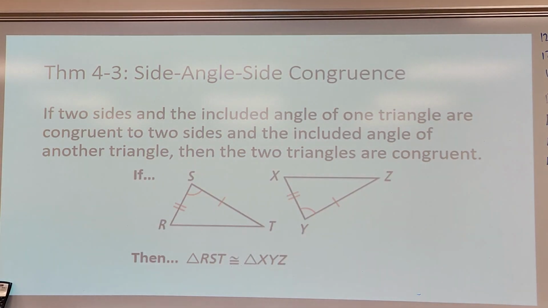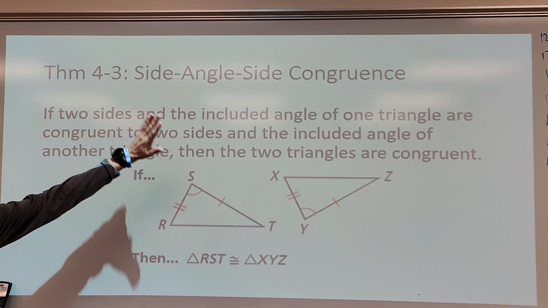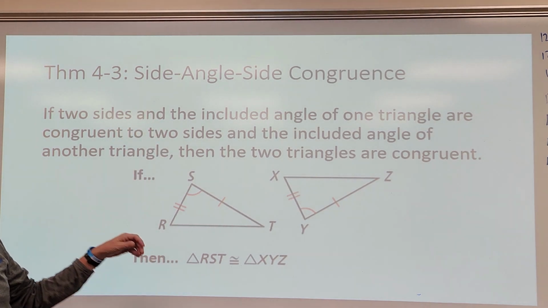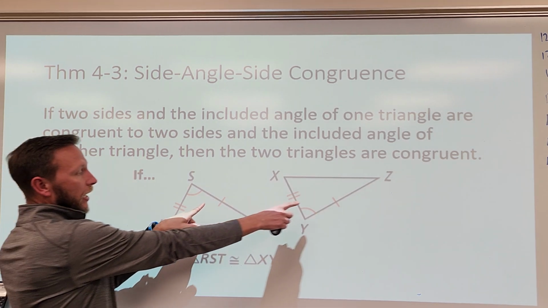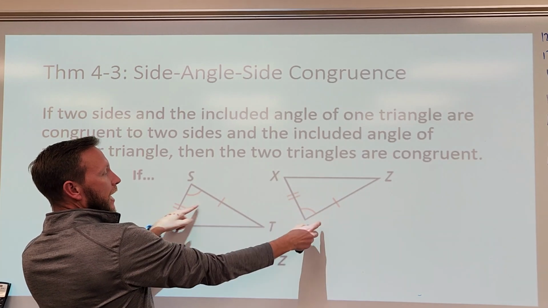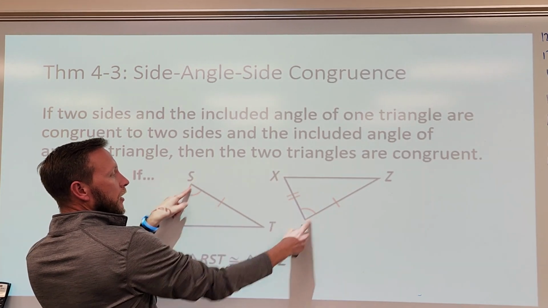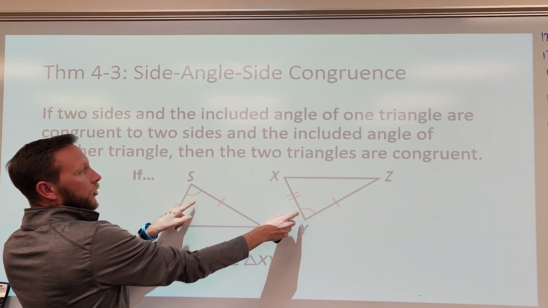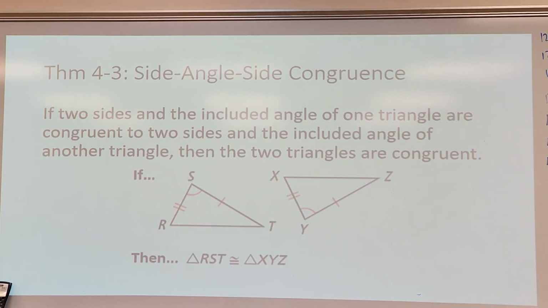And so the first theorem here is theorem 4.3, the side angle side congruence. So that's what SAS stands for. If you have 2 pairs of sides congruent, and the angle that's included between those 2 sides congruent between this pair of triangles, then that means the triangles are congruent.